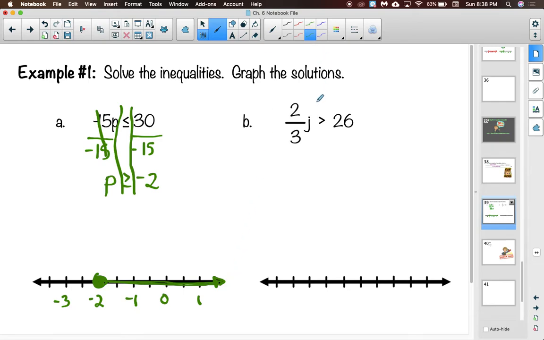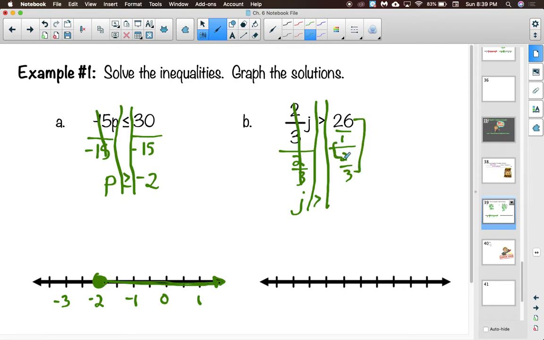Over here, don't worry, part B does not have a negative in it, so we don't have to do any flipping. So we've got 2/3 j is greater than 26. We are going to divide both sides by 2/3. I bet you already noticed that I left a gap underneath the 26, so I can put my 1 under there, bring down my j, my greater than sign. Now I do my complex fraction. 26 times 3 is 78. 1 times 2 is 2. 78 divided by 2 is 39. So j is greater than 39.